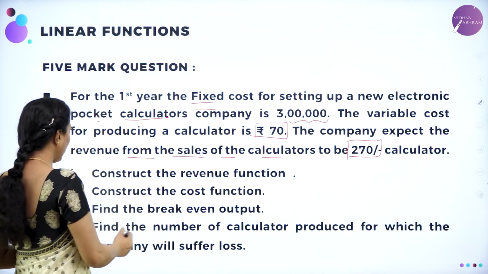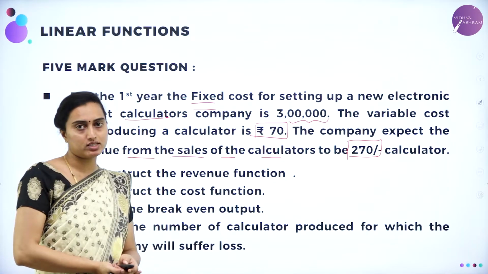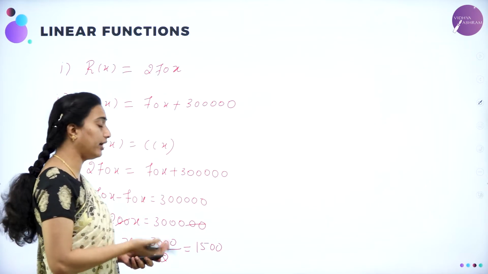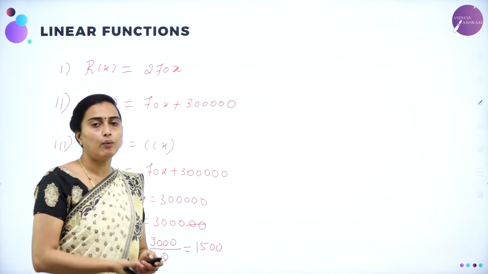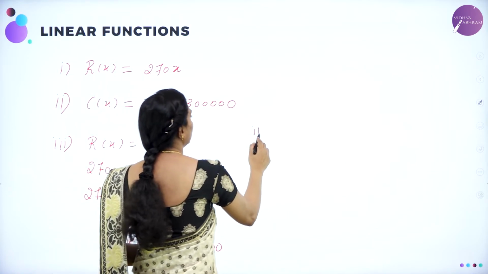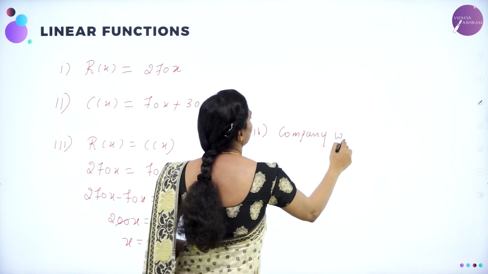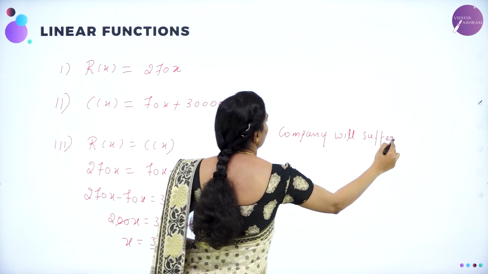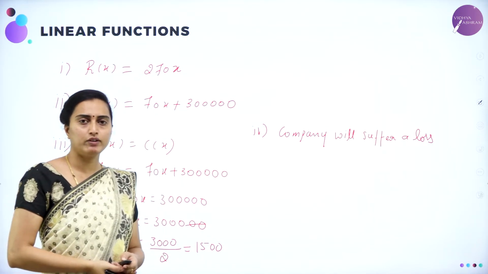So what about the fourth question? Find the number of calculators produced for which the company will suffer a loss. Suffer a loss means obviously for x less than 1500, you are going to have a loss because the revenue is lesser than the fixed cost. Fixed cost is rupees 3 lakh. Therefore, the fourth answer is that the company will suffer a loss. Understood? I hope you got this one. We'll move on to the next one.